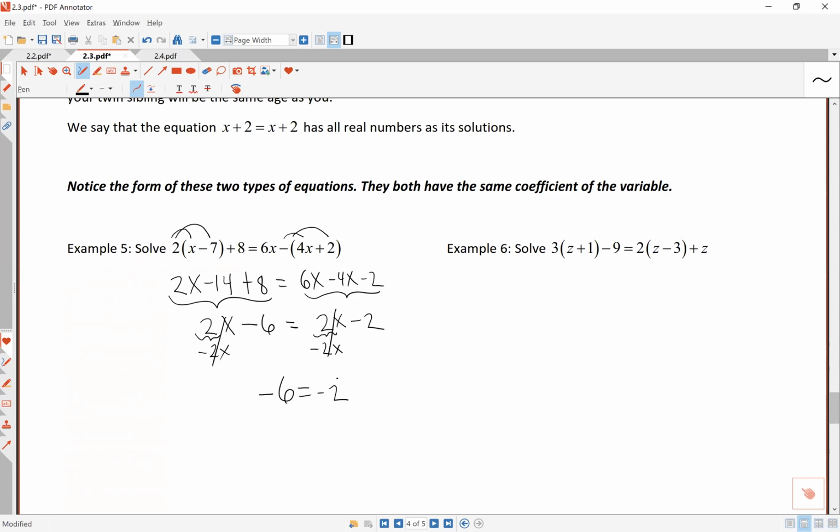So that's never true. And that's because this equation's never true. So this is no solution. This is what we call a contradiction. It contradicts the fact that these are actually equal.